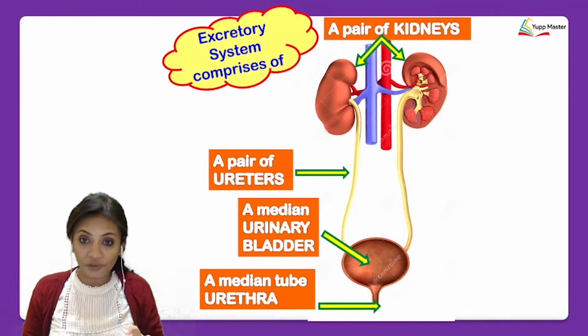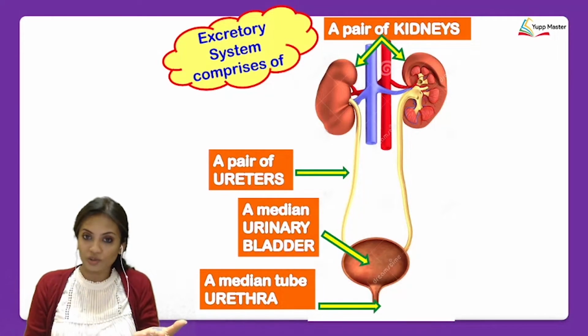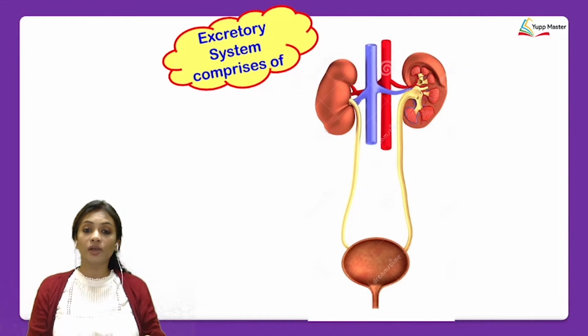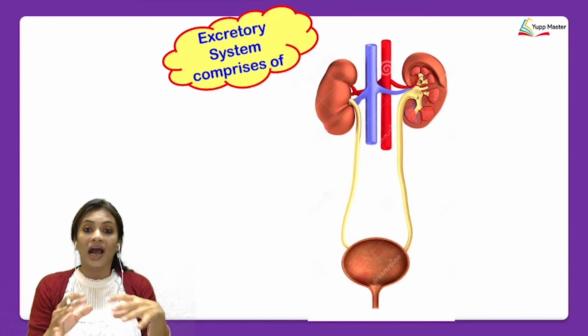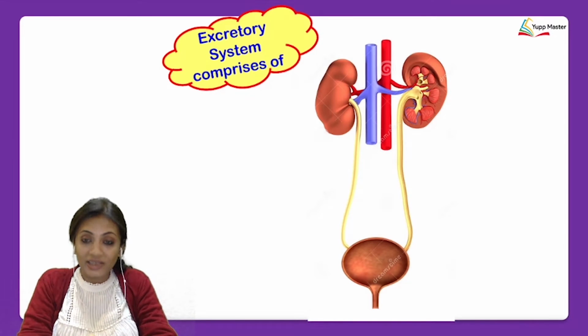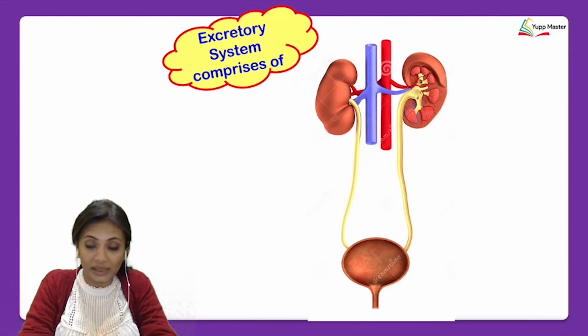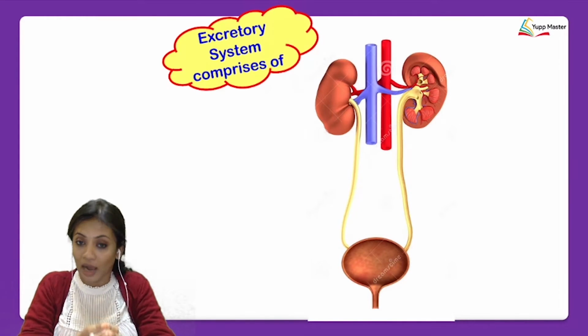There is a pair of kidneys, which means that there is going to be one left kidney and one right kidney. Now when I am talking about these kidneys here, how do I label which kidney is the left kidney and which kidney is the right kidney? How am I going to label that? Well, how do we do this?